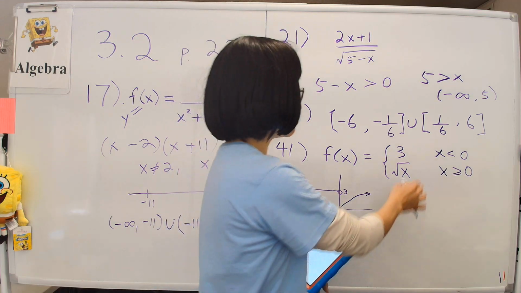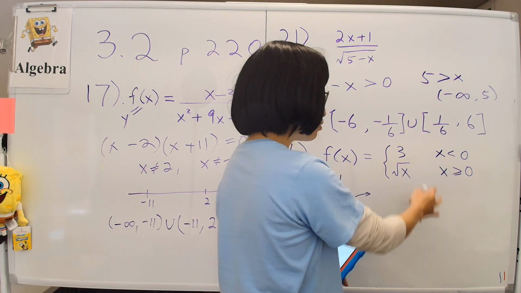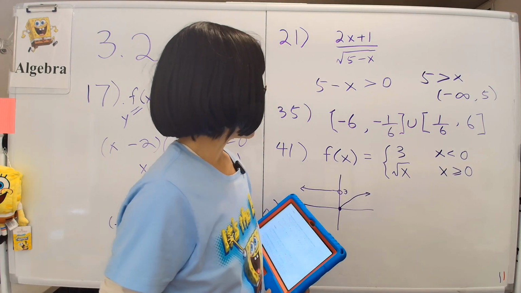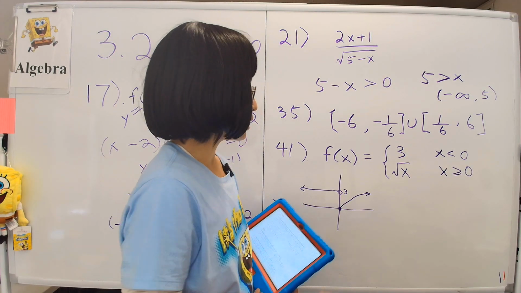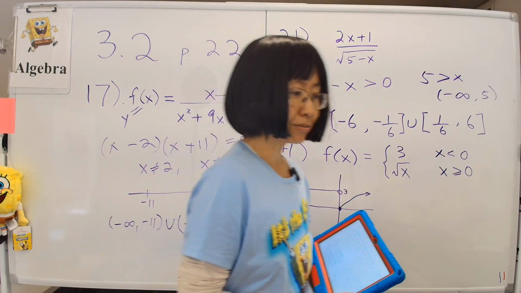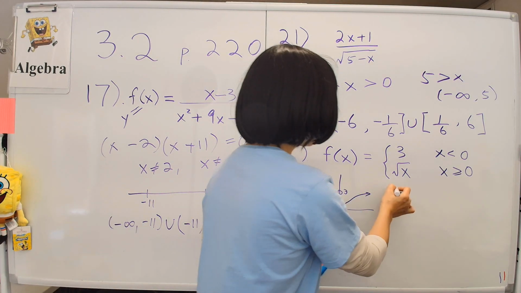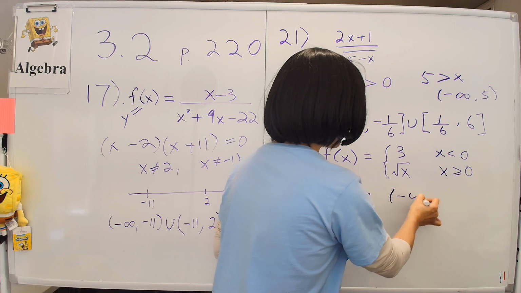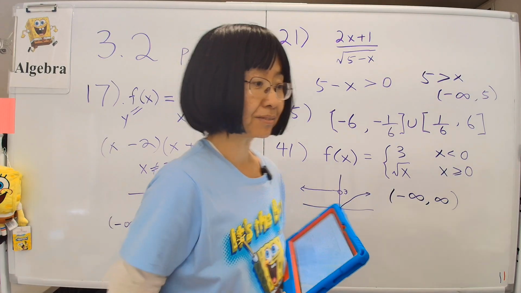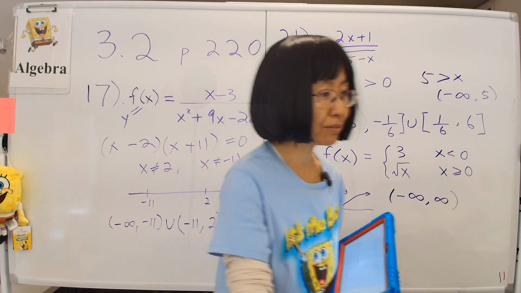Being that it's defined for everything less than 0 or bigger than or equal to 0, everything is clearly defined. So the domain in this case is all real numbers, which is written as negative infinity to infinity. And so that's problem 41.